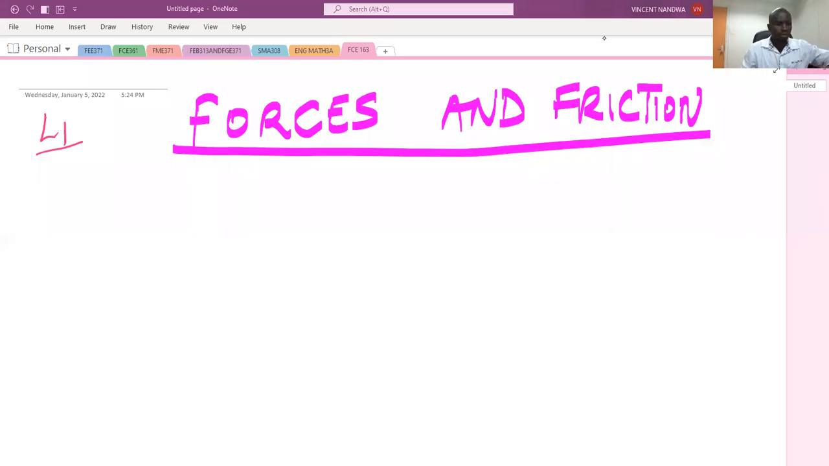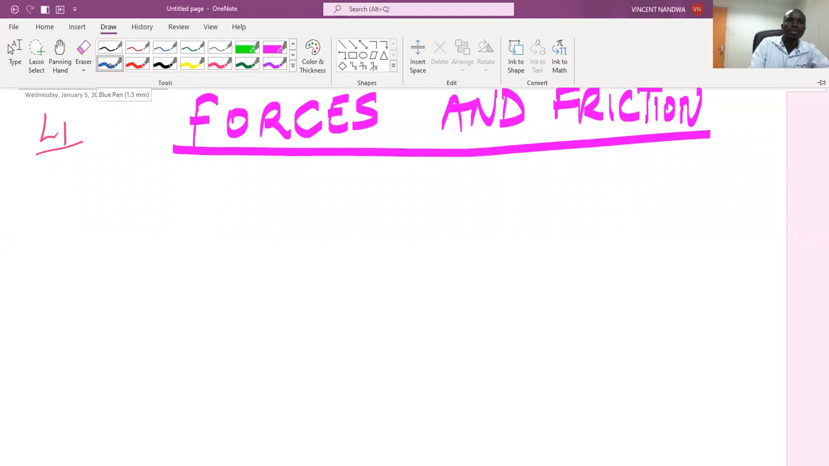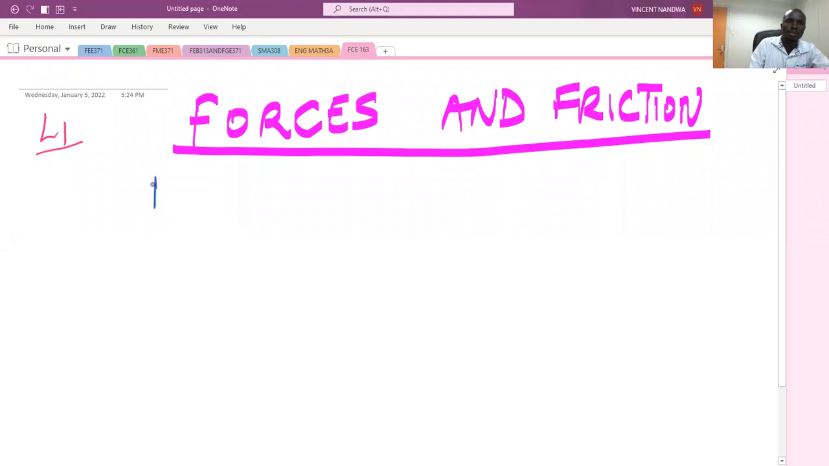Welcome to this session. This session introduces the chapter forces and friction. So I'll start by seeing how to resolve forces into components in problems involving action of forces on objects. So resolving forces.